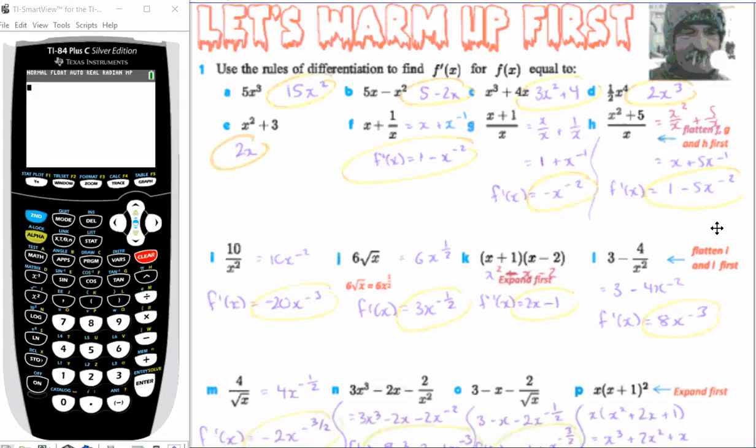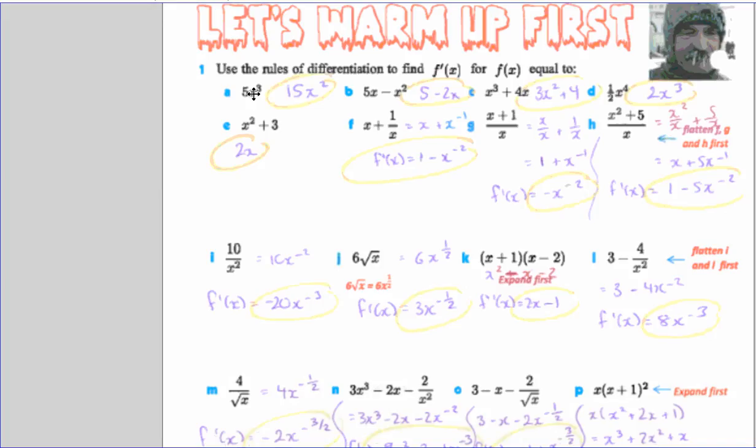Use the rules of differentiation to find f dash of x, the gradient function, for f of x, the original function. So if f of x, the original, is 5x cubed, for the gradient function, multiply the exponent by the coefficient to make 15x, and then you subtract 1 from the exponent. 15x squared is the gradient function.